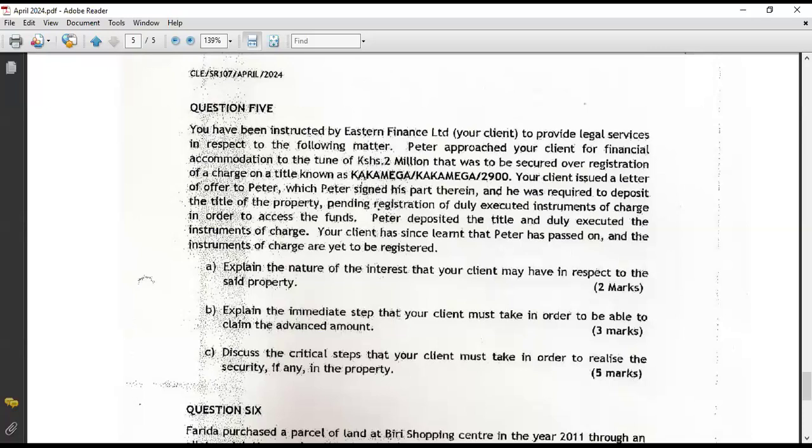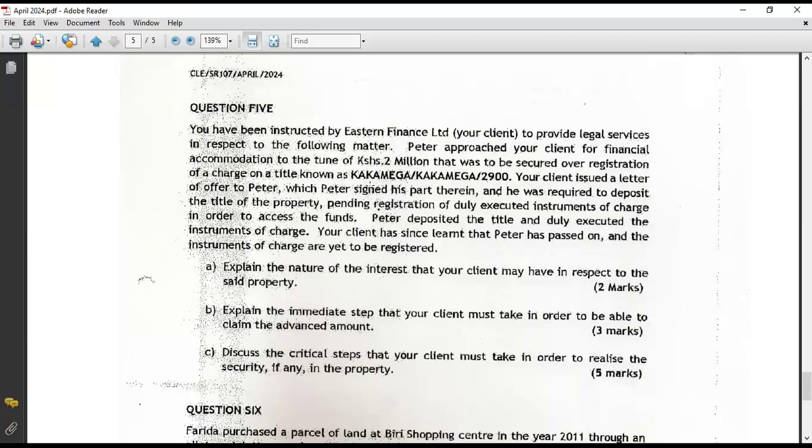So I would say, first, we have two types of interest that one can have on property: the legal interest and the beneficial interest. In this regard, the client would be having legal interest because the property was supposed to be charged and his interests are noted on the title. So I would call it legal interest.